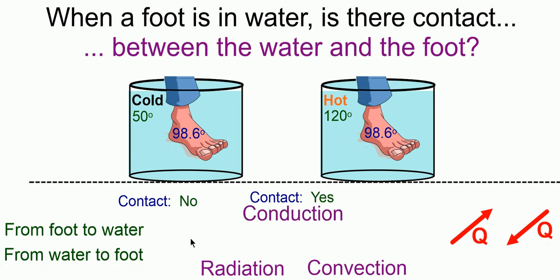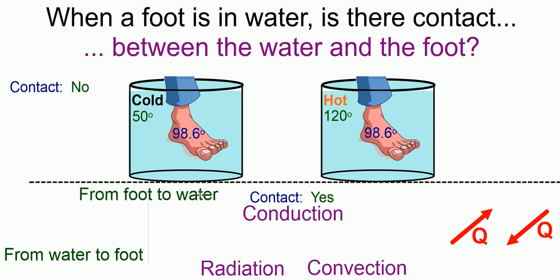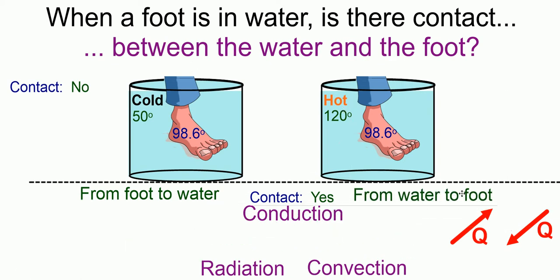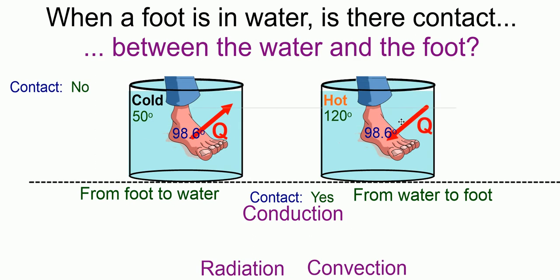Okay. Now let's see. Let's move that out of the way. From here, it's the warmer foot. Doesn't it go from the warmer foot to the colder water? Yes, here we should say from foot to water. What's warmer here? The water, isn't it? So here isn't it going to be from water to foot? Yes, it will be. So we're going from foot to water, Q being heat, of course. And here, from water to foot. Okay? Water to foot. And there you go. There is contact here between water and the foot, so there's conduction.